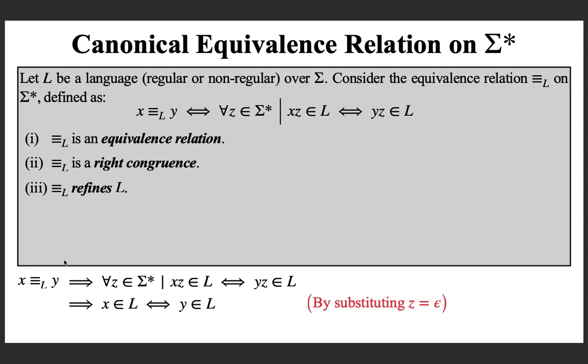That is, X is related to Y implies both X and Y are in the language or both X and Y are not in the language. That means the relation refines the language. That is the definition.